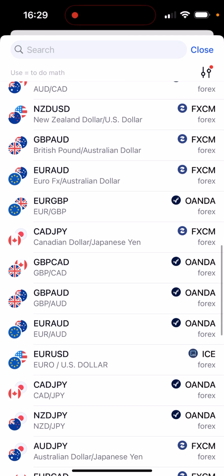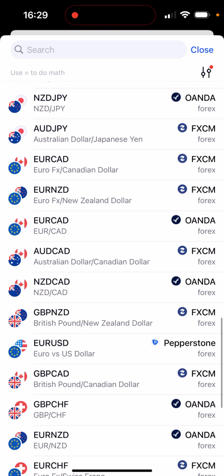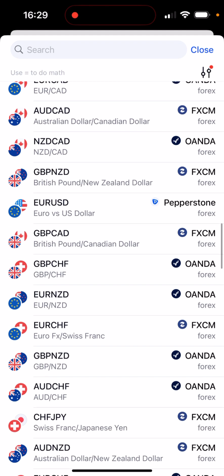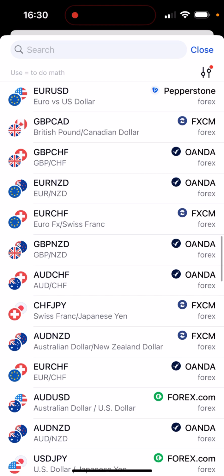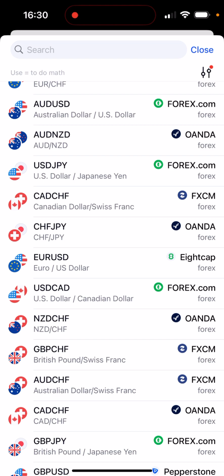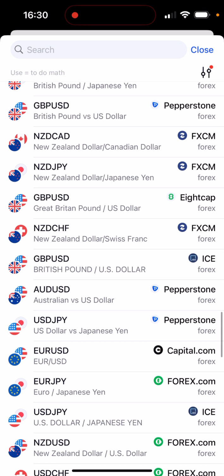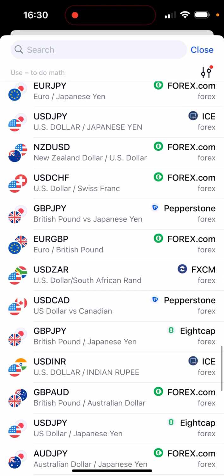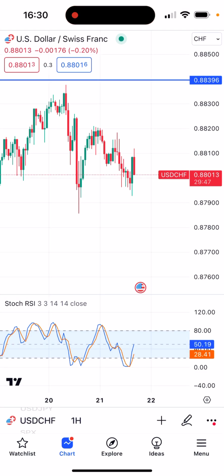CAD JPY all day long. New Zealand and Canadian dollar all day long. British pound and New Zealand, yes. You've got Swiss franc and Japanese yen, of course. Swiss franc, Japanese yen, yes, I said it before. And that's about it. So these are the pairs. There's about 10 pairs that you can trade every single day, and you will see the potentials each and every day, as long as you are following your rules and sticking to your rules.